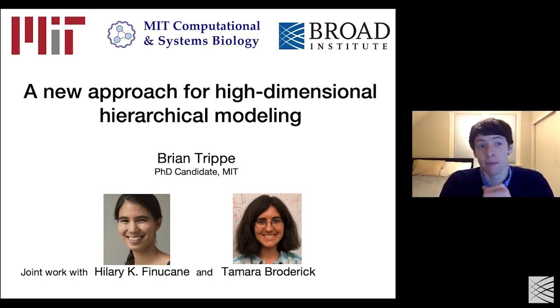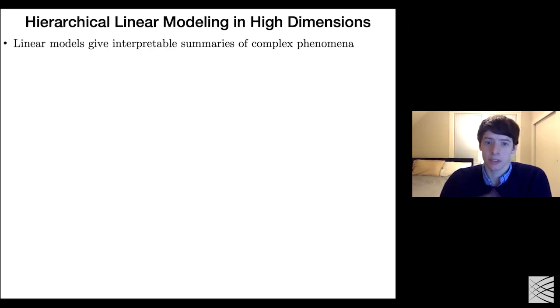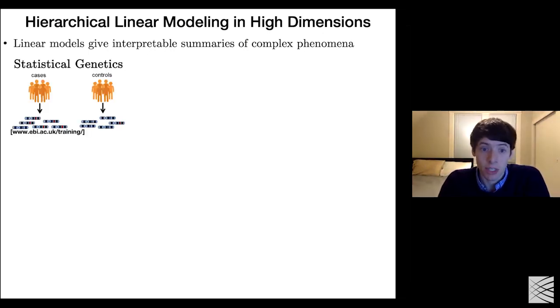Today I'm going to be talking about this new approach for high-dimensional hierarchical modeling. To get started, linear models are super widely used across many different areas of science and social science to give interpretable summaries of complex phenomena. For example, in statistical genetics, we commonly use linear models to relate differences in people's genomes to whether or not they develop diseases.